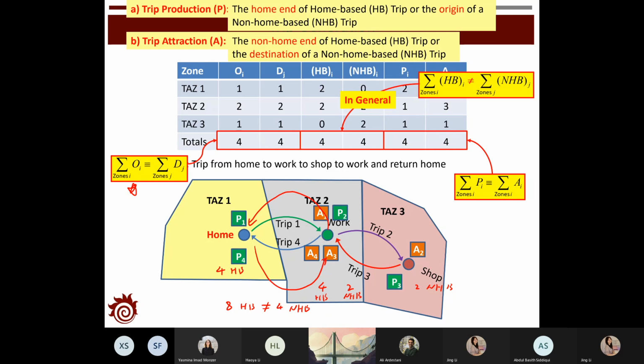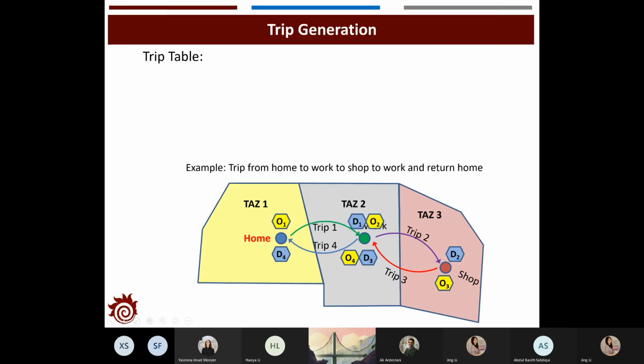This is very important for us to determine the trip table, to identify the number of trips traveling from one origin to one destination. The next concept we're going to introduce for the trip generation model is the trip table. The trip table shows how many trips travel from one location to another and return back to the home.